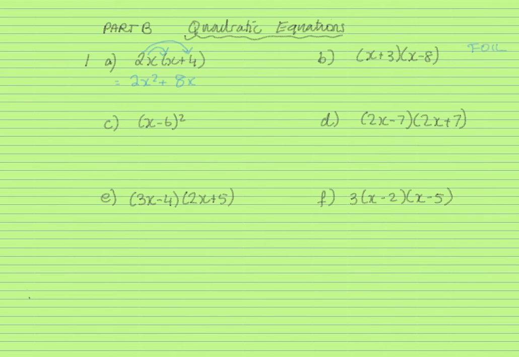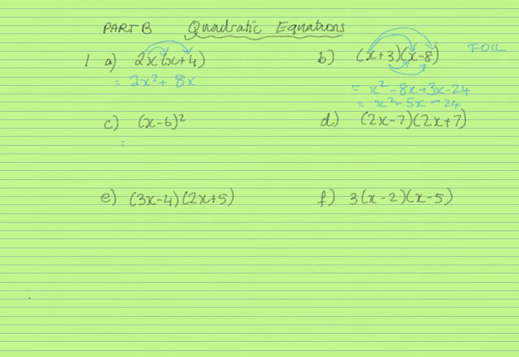With b, we've got two binomial brackets, and so I'm going to use FOIL: the first times the outside times the inside times the last. And so I end up with x times x is x squared, x times minus 8 is minus 8x, plus 3x minus 24. Now just check and see, you should have some like terms. So the minus 8x plus 3x is minus 5x minus 24.